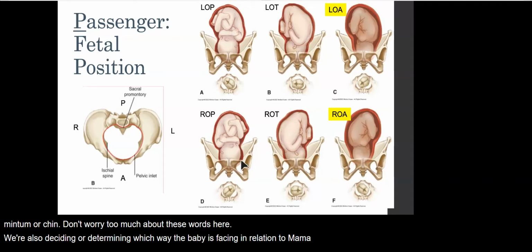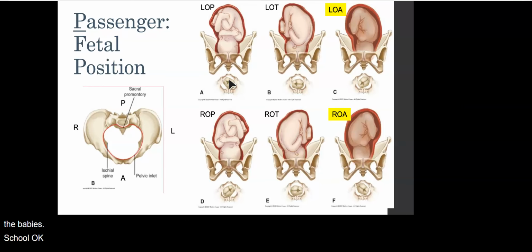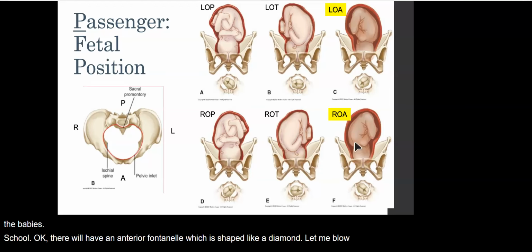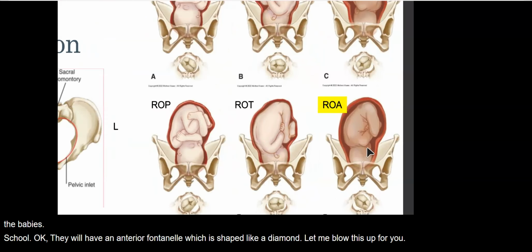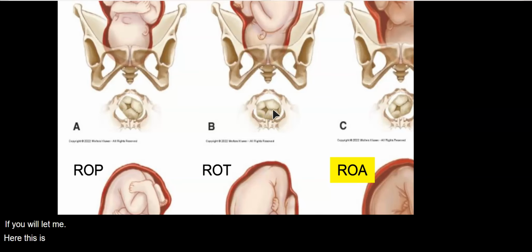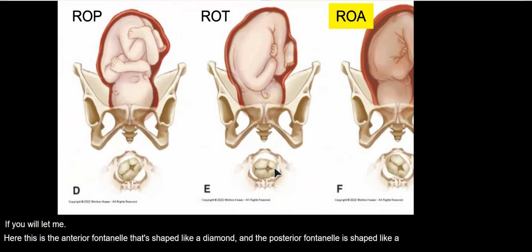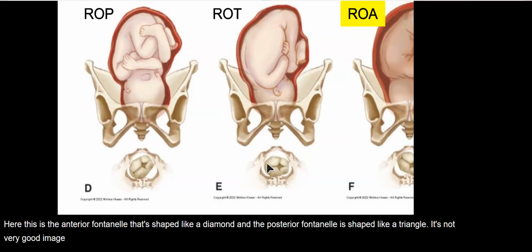So we will be able to feel the sutures of the baby's skull, okay? They will have an anterior fontanelle, which is shaped like a diamond. Let me blow this up for you. Here, this is the anterior fontanelle that's shaped like a diamond, and the posterior fontanelle is shaped like a triangle. It's not a very good image here, but like a triangle.